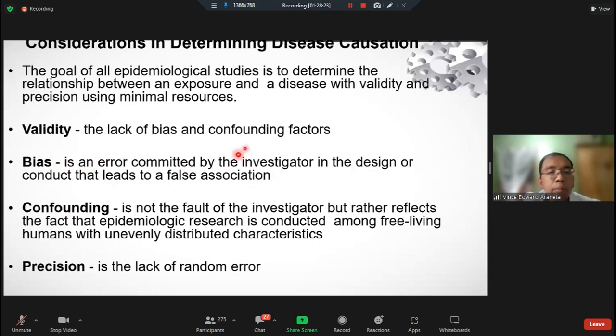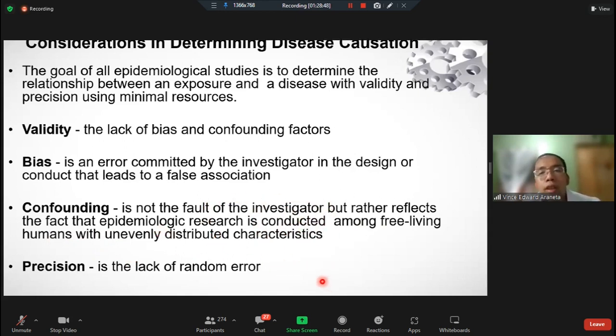Bias is an error committed by the investigator in the design or the conduct that leads to a false association. Confounding is not the fault of the investigator. These are research concepts that we have learned, especially even from undergrad, but it rather reflects the fact that epidemiologic research is conducted among free-living humans with unevenly distributed characteristics.